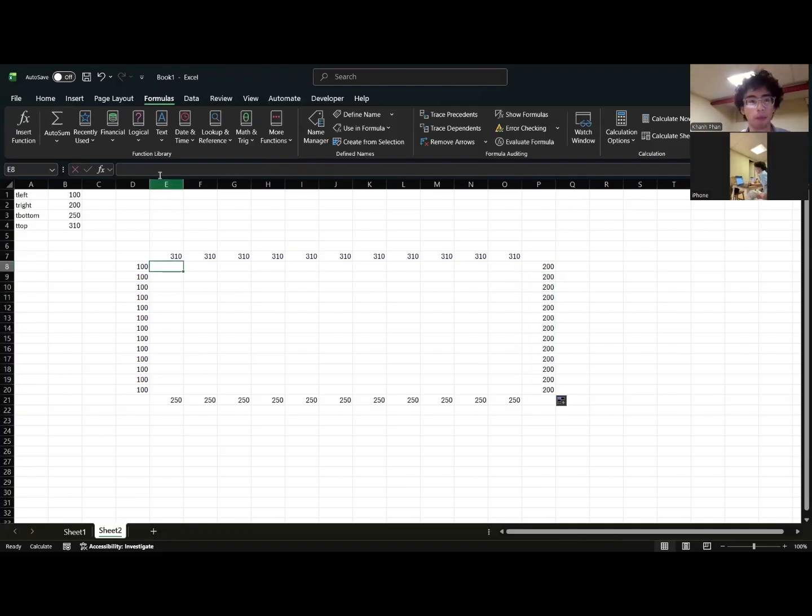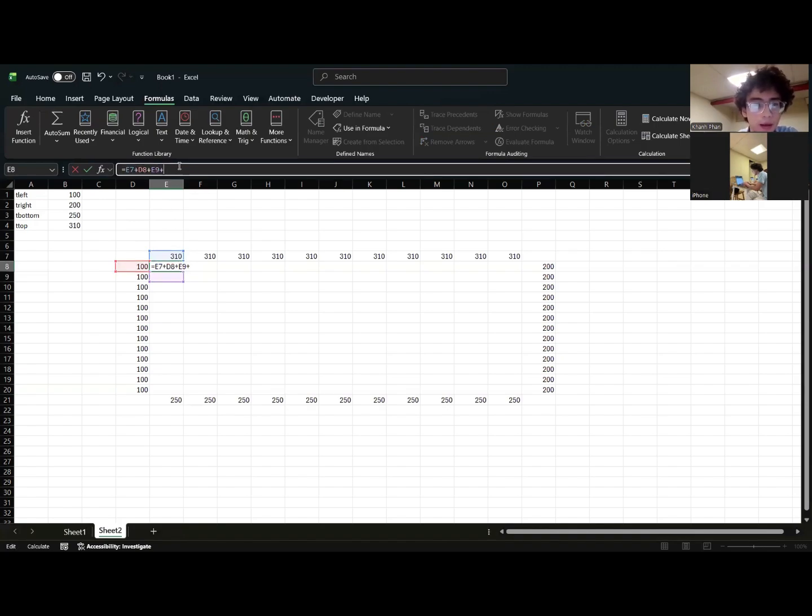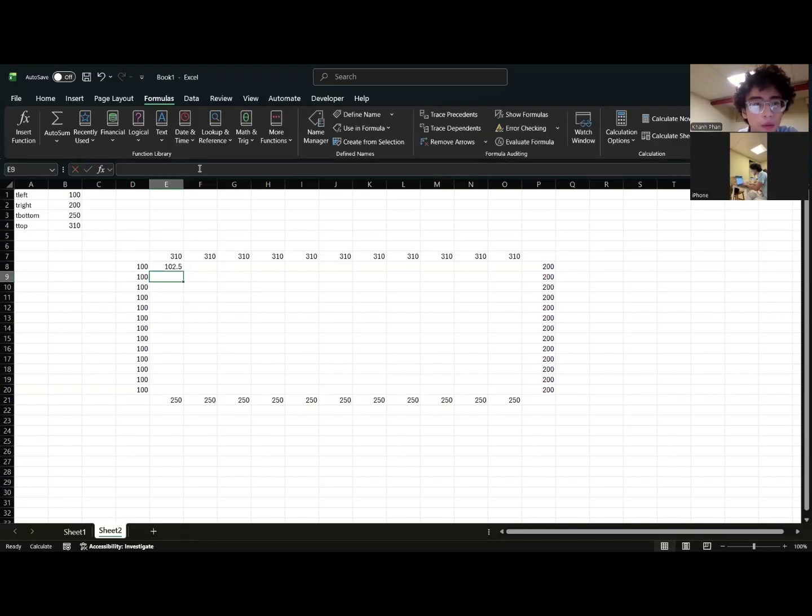And then we can apply the same formula that we did. The temperature at each node is the average of the temperature at its neighboring nodes. So this one is going to be equal to the top node plus the left node plus the bottom node plus the right node, and then divided by 4. We have something like 102, and then we just drag down, and then we can drag it all over here.